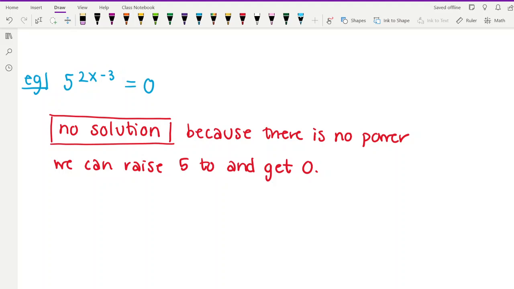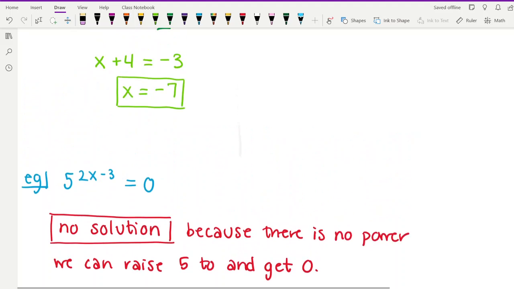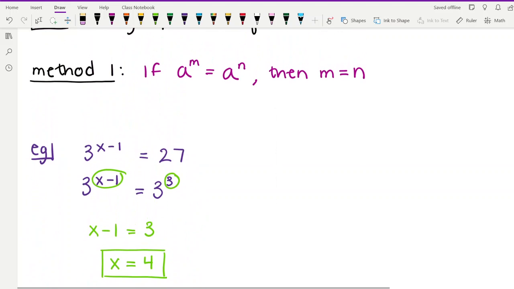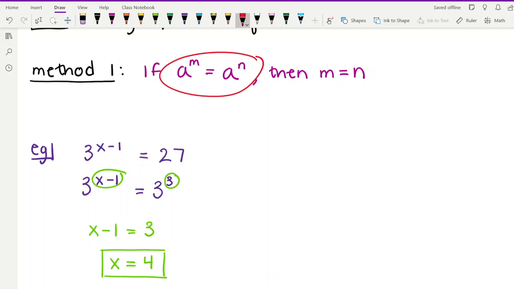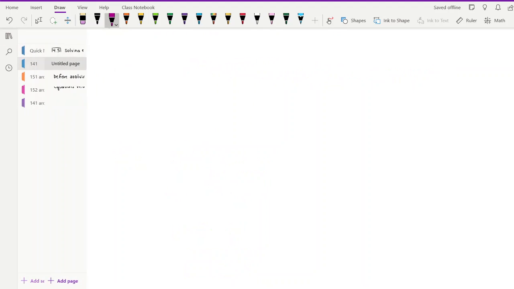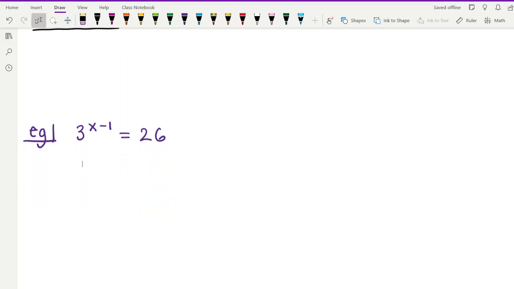So no solution. Okay, so like I said, the drawback of this method is that it only works if you really can write your equation like this. So I want to look at an example that is actually very similar to this first example, but the slight difference in it will force us to use a different method. So let's look at another example. Now we have 3 to the x minus 1, instead of being equal to 27, is equal to 26.